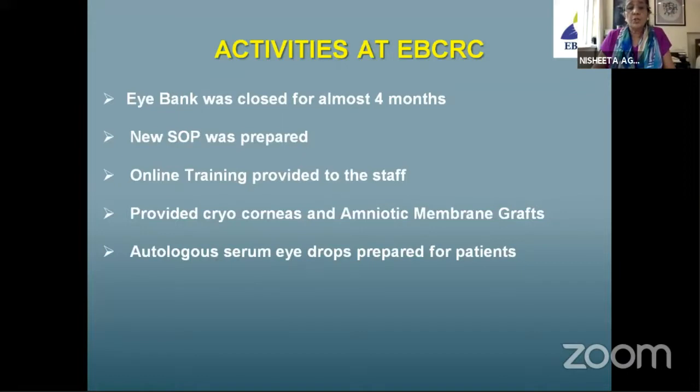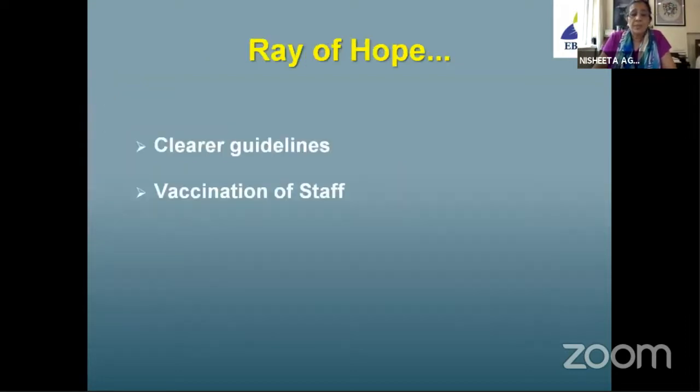Of course, the cost of the tissue increased, but during the lockdown, the eye bank was closed for 4 months. We used those months to prepare new SOPs and provided more online training for the staff on how to prepare and dissect tissue, and how to make DEM tissue, because there were some tissues lying unused that they could practice on. While the eye bank continued to provide the cryocorneas, we did have a stock of amniotic membrane grafts, and the patients who used autologous serum did come to the eye bank, and this was prepared for them. Next slide.